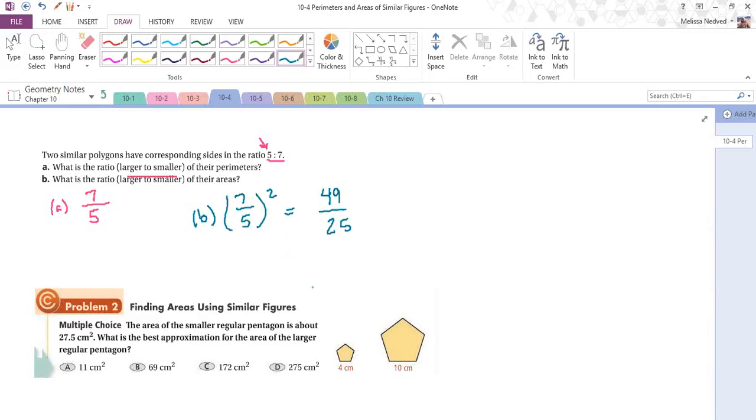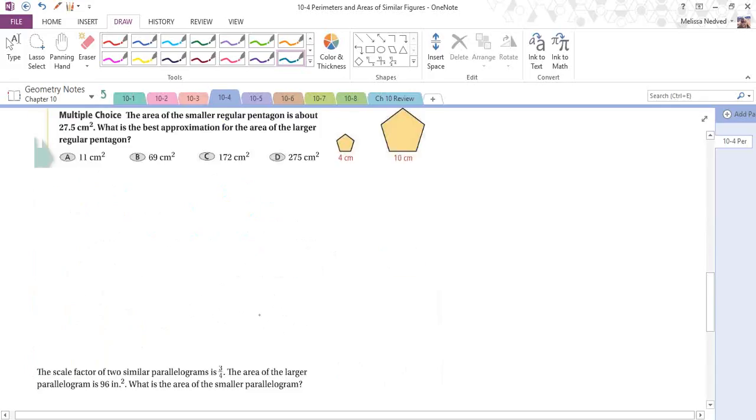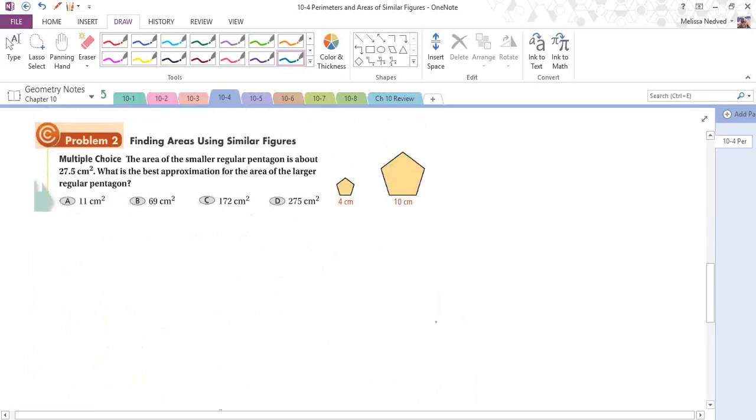All right, let's go ahead and put this into context a little bit further, where we can use these ratios to find areas. So our next problem tells us that the area of the smaller pentagon is about 27.5 square centimeters. What is the best approximation for the area for the larger regular pentagon? So since they're both regular, we do know that they're similar. All regular polygons with the same number of sides are similar.